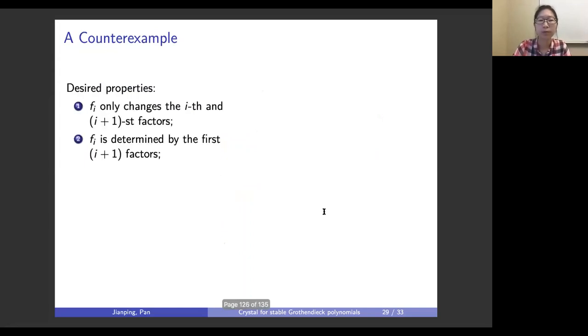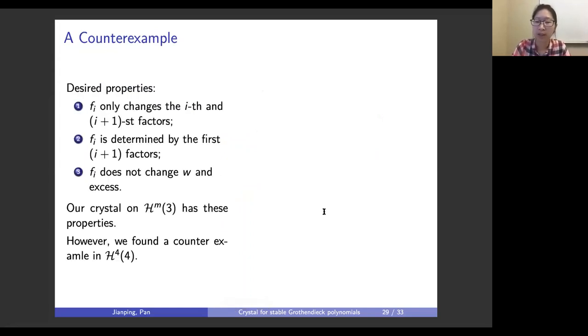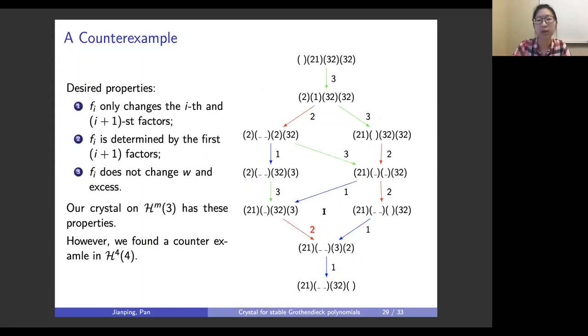However, when we want to extend it to more general cases, we find a counterexample. So these are the properties we have in mind. The first thing is that Fi only changes adjacent two factors, i's and i plus 1's, and that is determined by the first i plus 1's factor, and it doesn't change the underlying Hecke word or its excess. But then we find a counterexample where they cannot coexist.